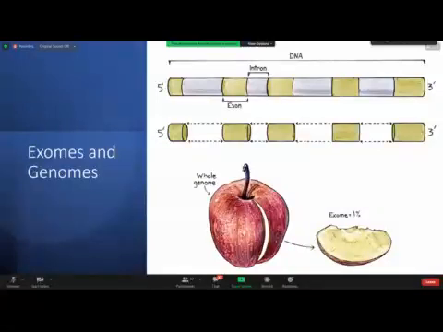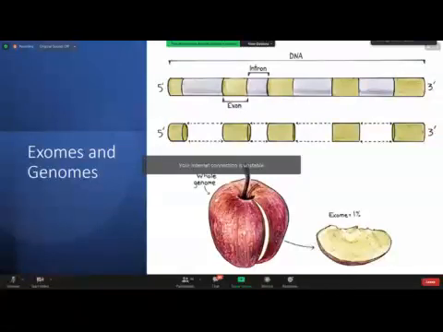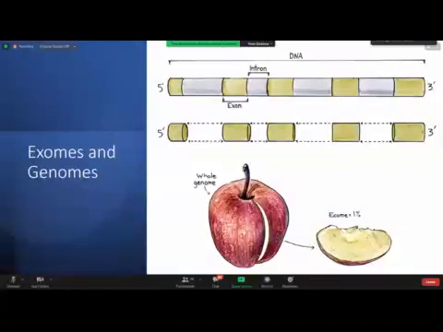So for the exome, that is 1 to 2%, and that is our next strategy when we don't find anything in the clinical settings. In research, we may have different research questions.